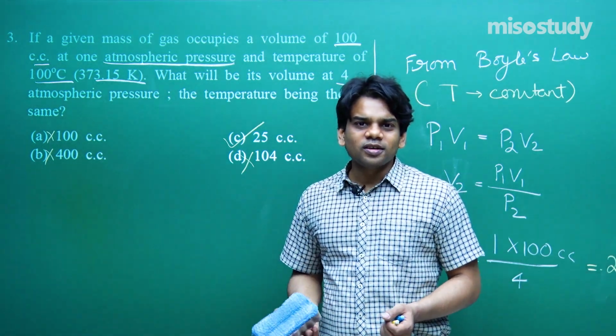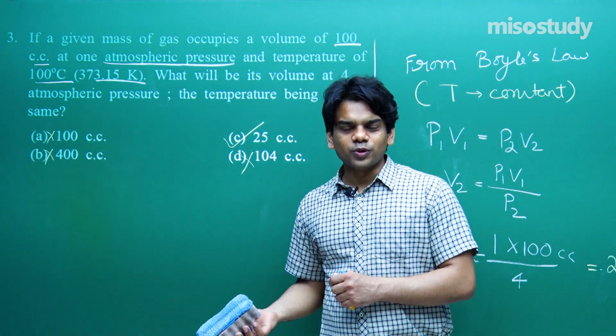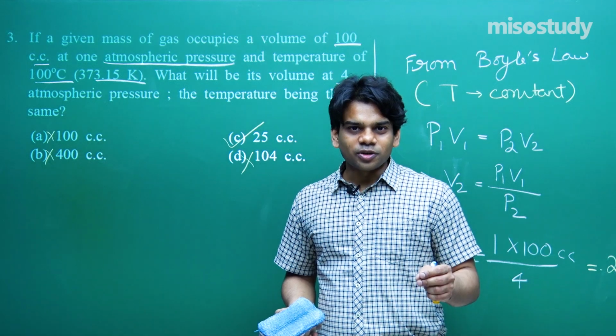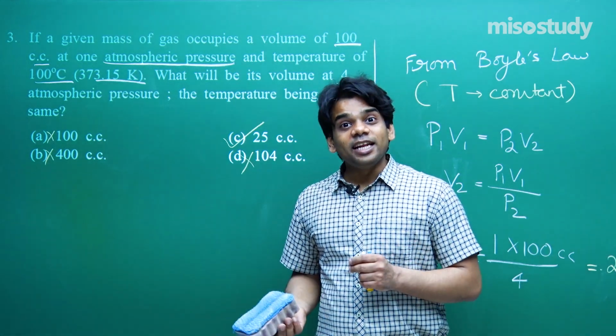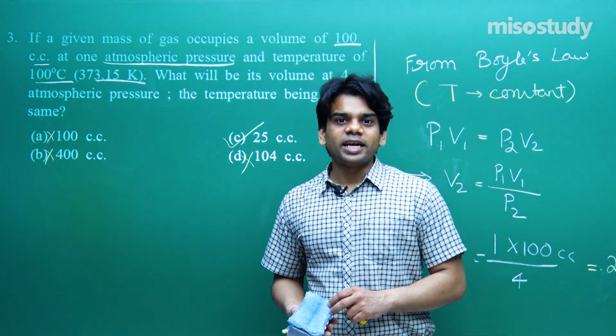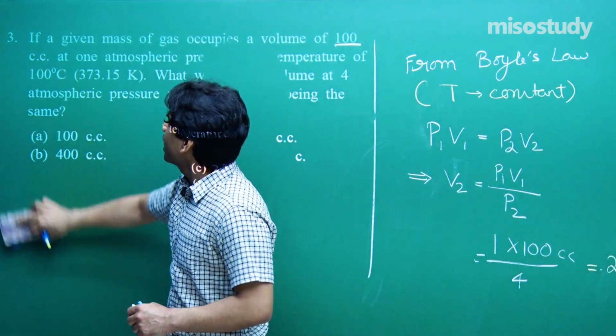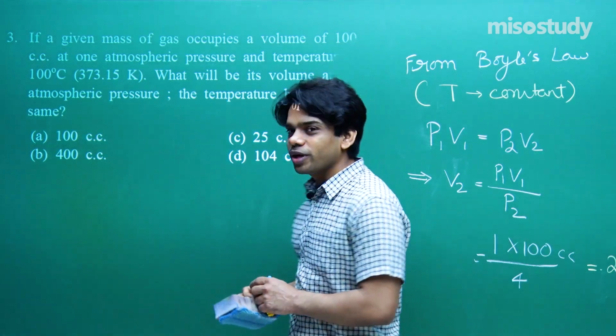I have applied Boyle's law. If you are unaware of what law to use, Boyle's law, Charles' law, Avogadro's law, no need to worry. If you know the ideal gas equation PV equals nRT, you can directly use it and reach the result. That is the best way to actually save time. Here I have used the law, and that is also appropriate.